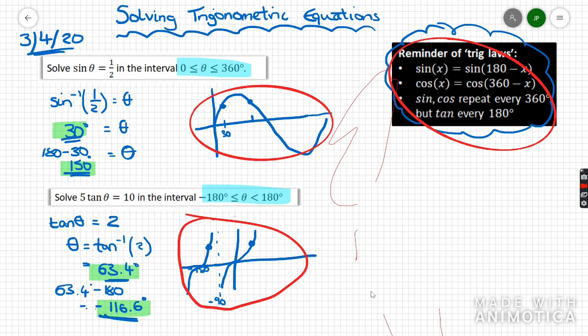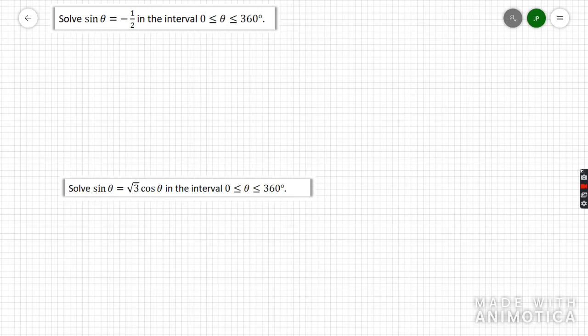Right. Sine theta is equal to minus a half. And again, I'm looking between the range of 0 and 360. First step, find the answer the calculator gives out.